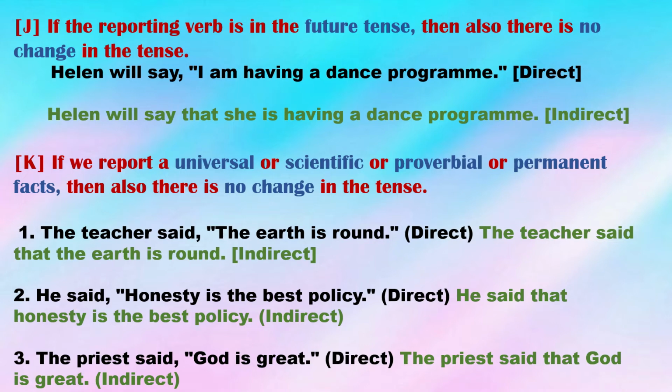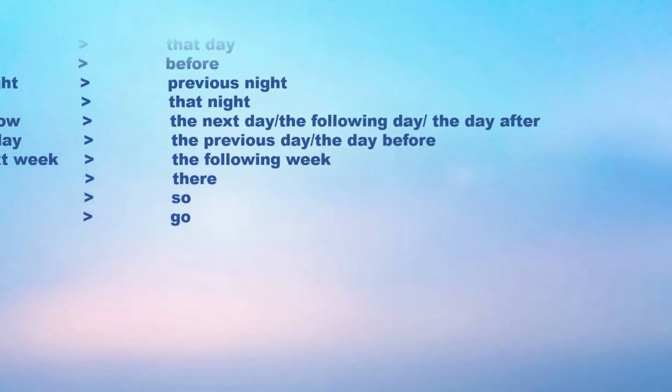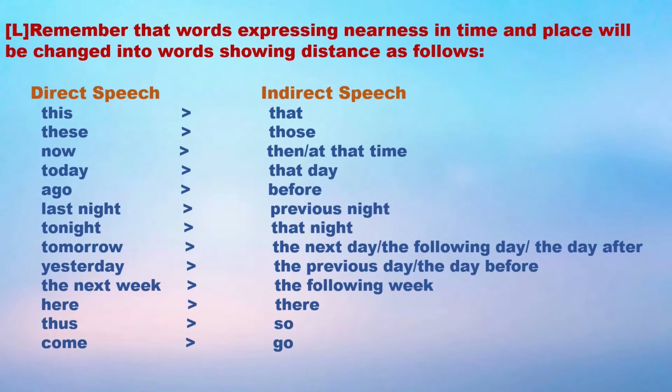He said, honesty is the best policy, is a direct speech. He said that honesty is the best policy is an indirect speech. The priest said, God is great, is a direct speech. The priest said that God is great is an indirect speech. There are some changes in the words itself.